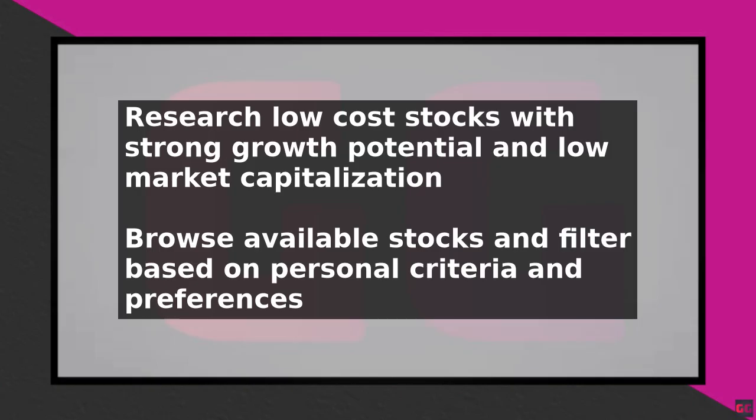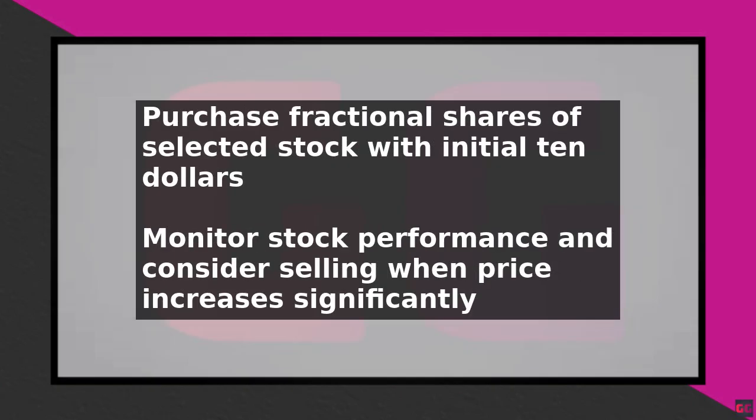Once you have selected a stock, use the $10 to purchase a fraction of the stock. Robinhood allows users to buy fractional shares, which means you can own a portion of a stock with a small amount of money. Monitor the performance of your stock and consider selling it when the price increases.